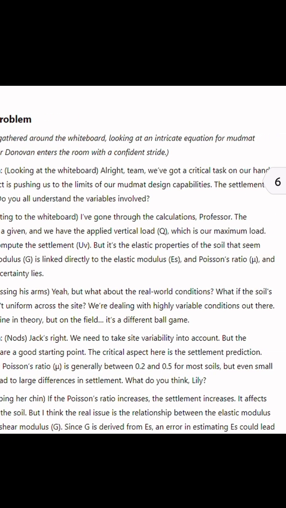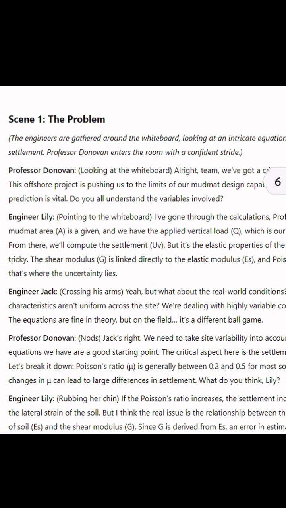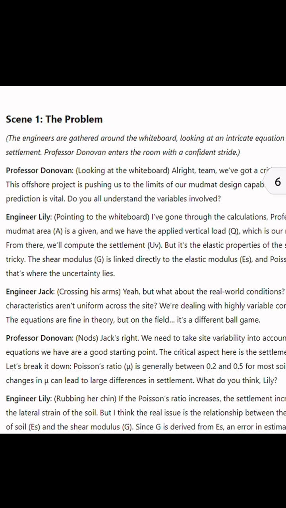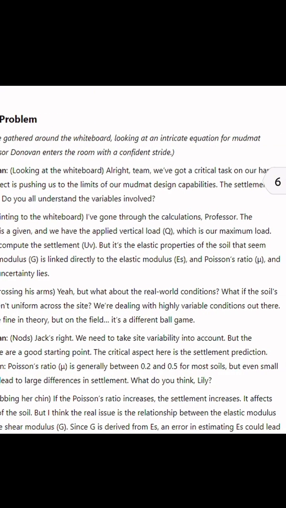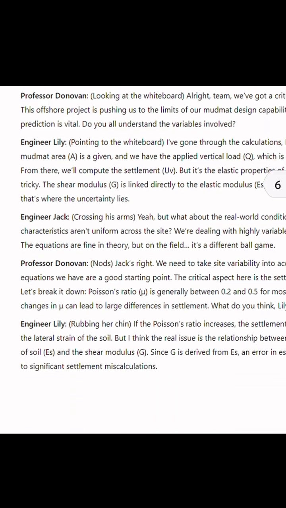But it's the elastic properties of the soil that seem tricky. The elastic properties of the soil are very important, and that seems tricky. Shear modulus G is directly linked to the elastic modulus and Poisson ratio, and that's where the uncertainty lies.